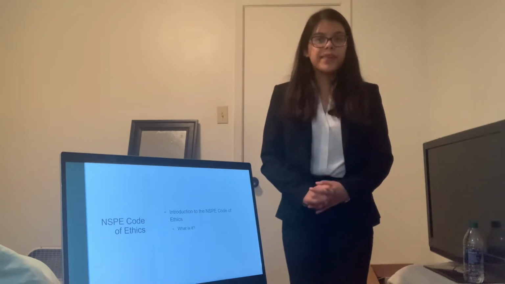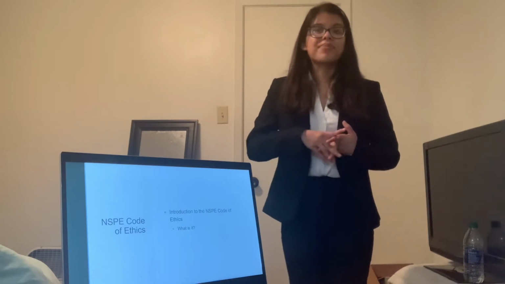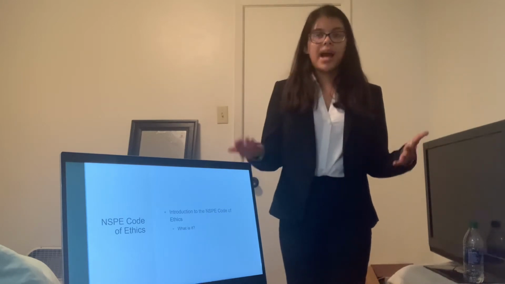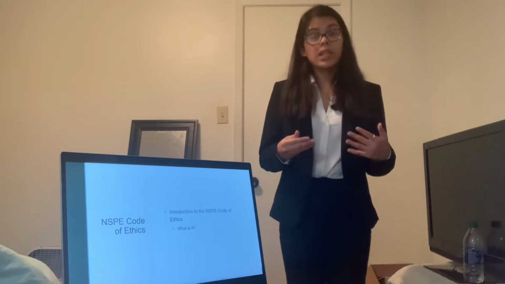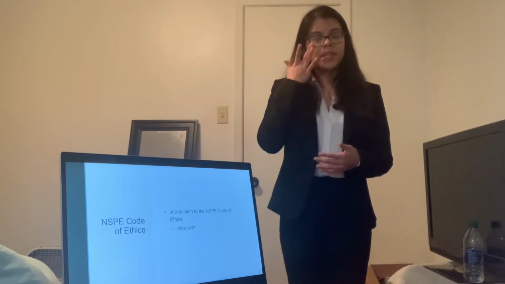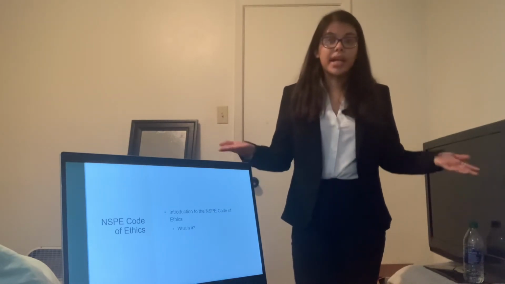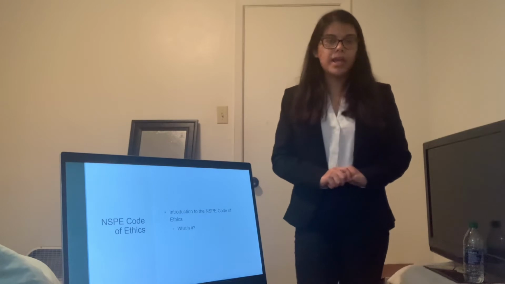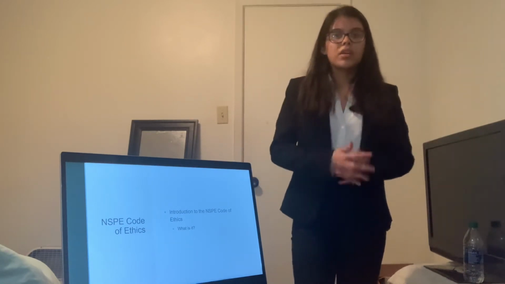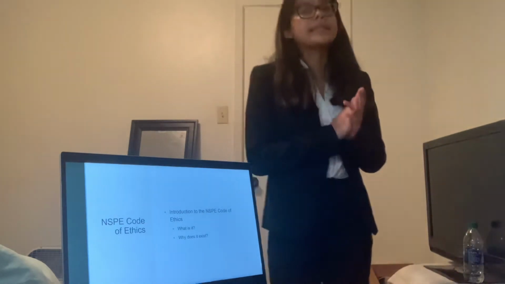So the NSPE Code of Ethics has 3 different rules, the first one being fundamental canons, the second one being rules of practice, and the third one being professional obligations. Each of these 3 rules has different sections under them, and each section has its own subsections, and each subsection basically explains different situations that an engineer could possibly be faced with and a solution to those situations. Okay, so why exactly do these codes exist?